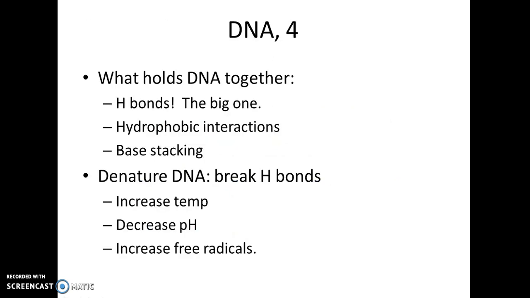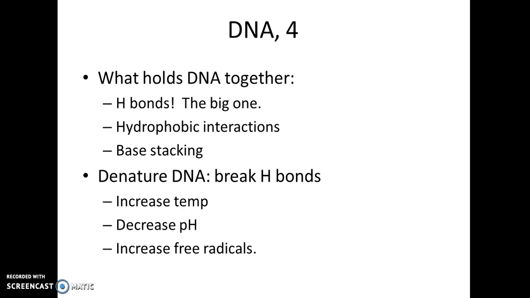So you might be asking yourself, well, what holds DNA together? Hydrogen bonds. They are so important. We are here because of hydrogen bonds. Hydrophobic interactions. The DNA bases are ring molecules, so by definition, they are hydrophobic. And base stacking. They have weak associations because the bases are stacked on top of each other.